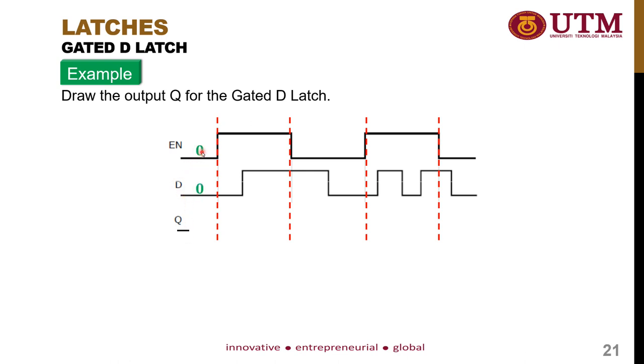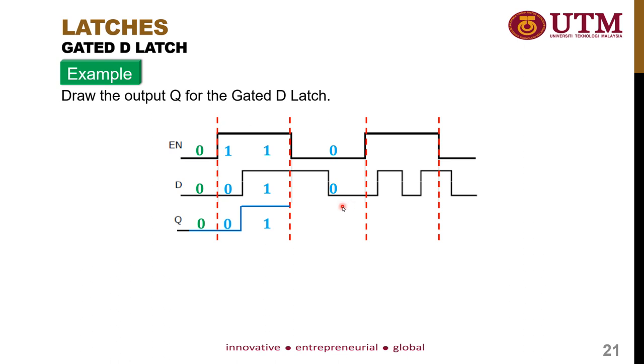Okay, first, you see here, the enable pin is equal to 0. And the initial value of Q is 0. So it will constantly be 0. And after that, the enable pin is set to 1, and it just follows the input D. And then next, the enable pin is equal to 1, and the output just follows the input D. Okay, so it will become 1. So then, you see that the enable pin has become 0 again. So in this duration, there are no changes in the output.